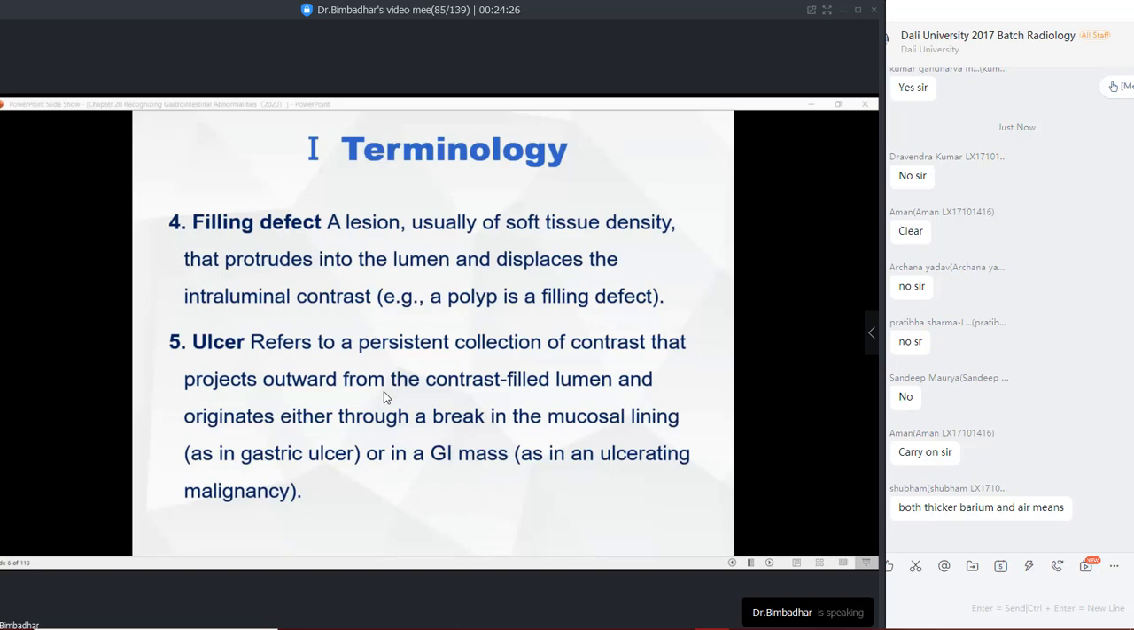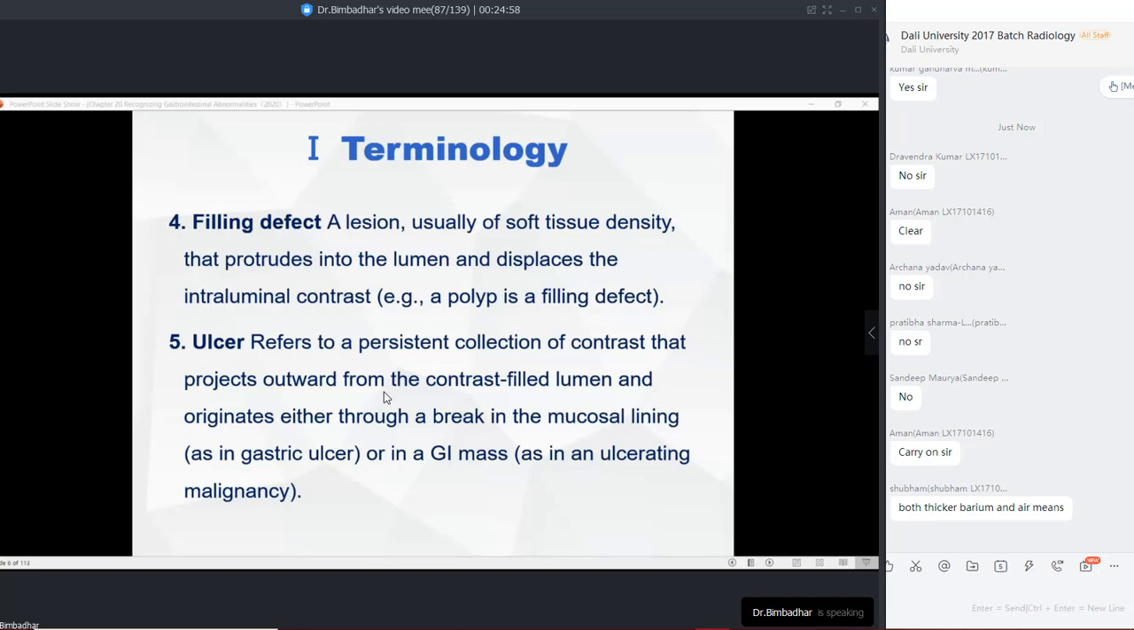Shubham is trying to ask about both thicker and, no, both thicker and thinner barium. You see, generally in a single contrast study, barium is not made with high consistency. How can I actually say? It is just the difference between curd and buttermilk. Simple. Did you understand?